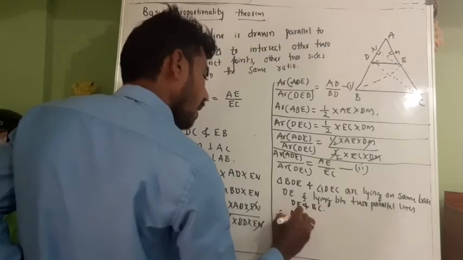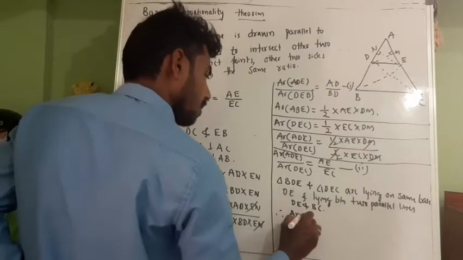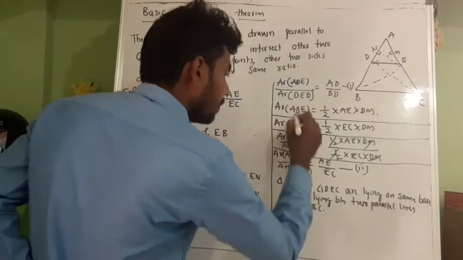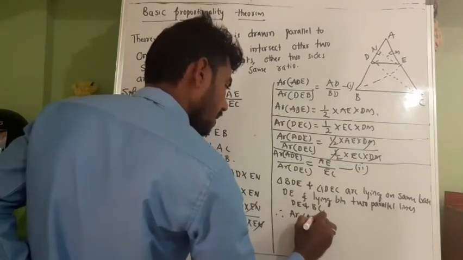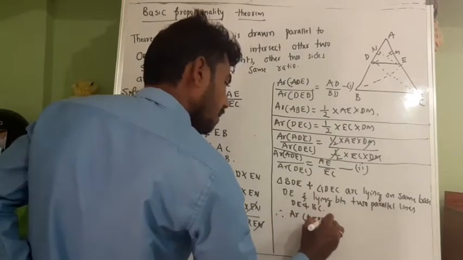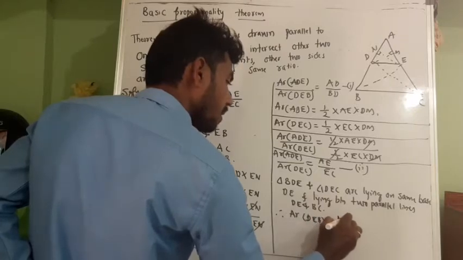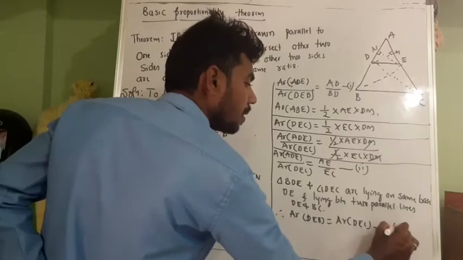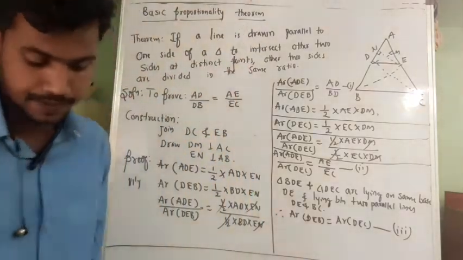Therefore, area of triangle DEB or BDE is equal to area of triangle DEC. I'll call it equation number 3. Okay, wait.